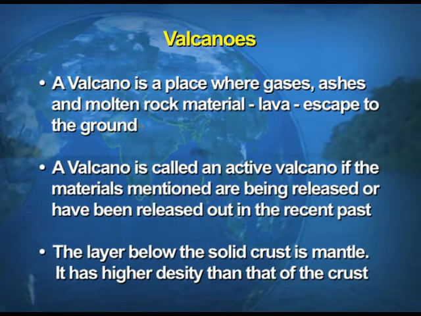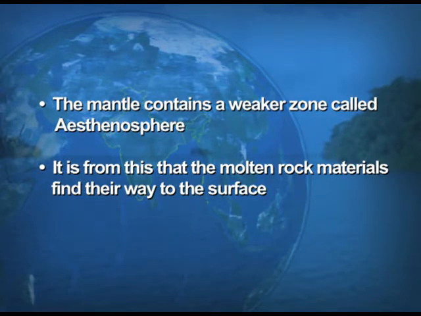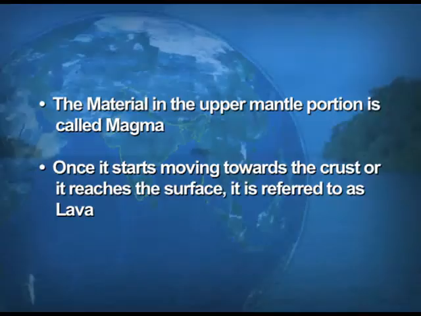Now, as we know, a volcano is a place where gas, ashes and molten rock material erupt from the earth's interior. This mantle contains a weak zone called the asthenosphere, and from there we have the eruption of this volcanic matter, the magmatic material which comes out. When it reaches the surface of the earth, it is called lava.